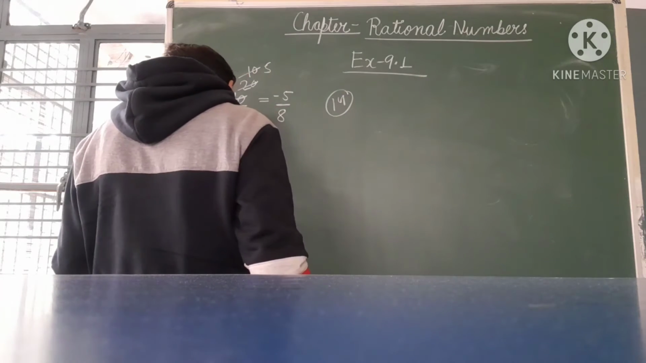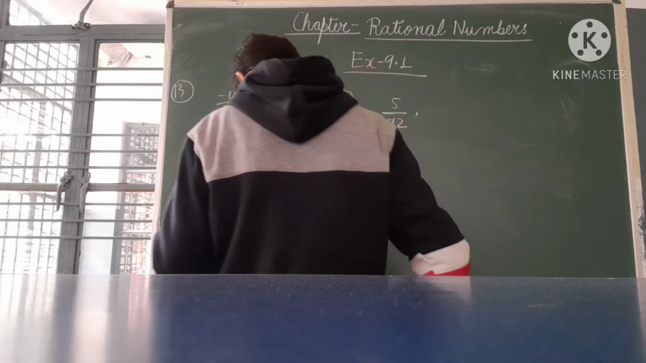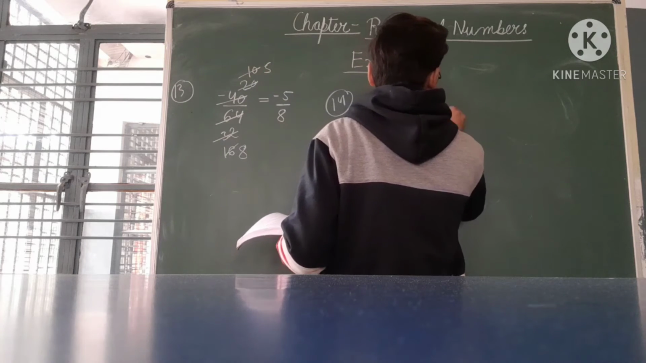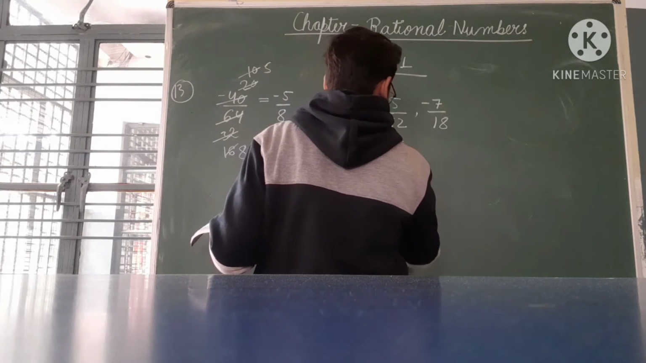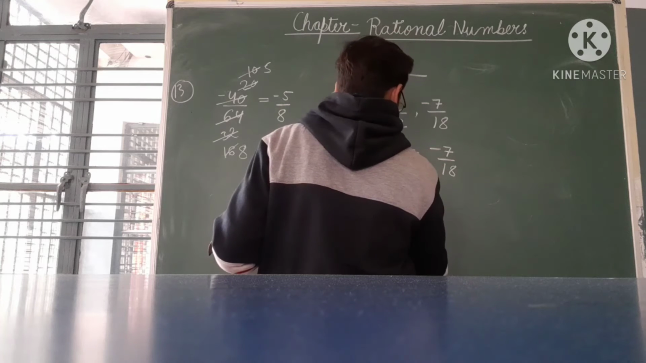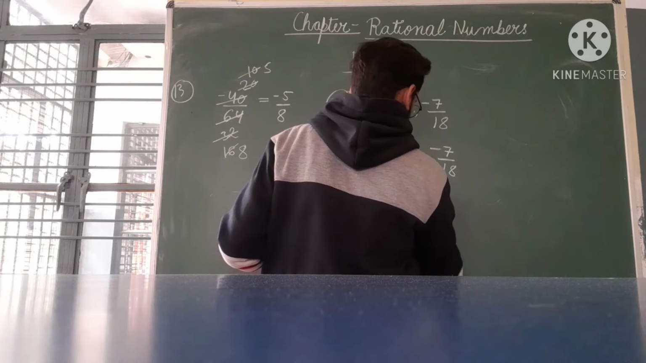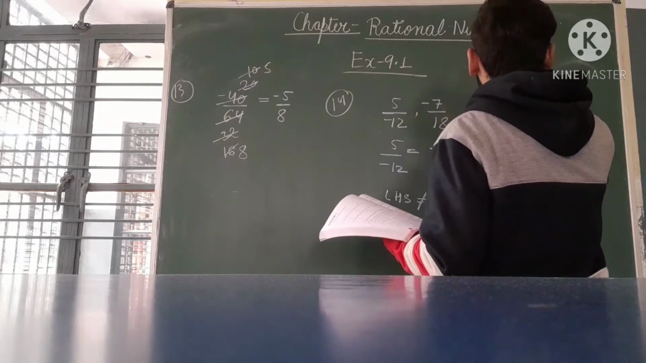Now question number 14. Check if the following rational numbers are equivalent or not. Minus 5 upon 12, comma, minus 7 upon 18. We have to check whether they are equivalent or not. So just do what we have to do. Just do it equally, and we can see that LHS is not equal to RHS. Therefore, they are not equivalent. Simple as that.